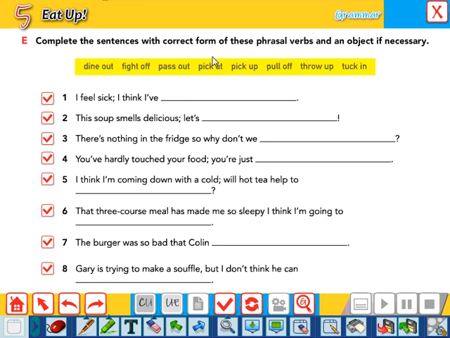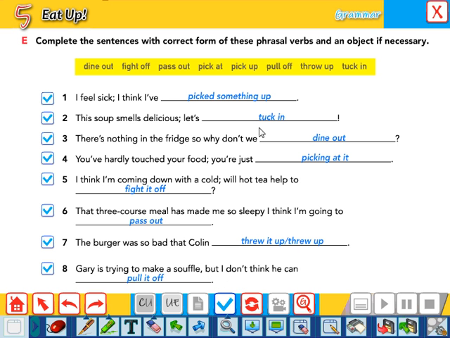Complete the sentences with the correct form of the phrasal verbs and an object if necessary. Here you have all these phrasal verbs you know very well: dine out, fight off, pass out, pick up, add, pick up, and so on. You have to complete the phrasal verbs and an object if necessary. If they are transitive, complete them with an object. If not, don't use an object.